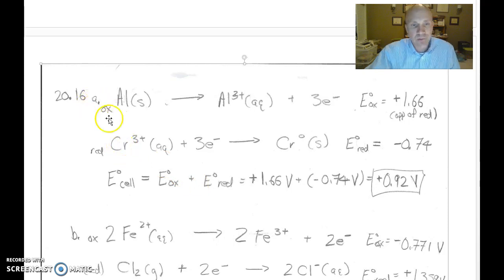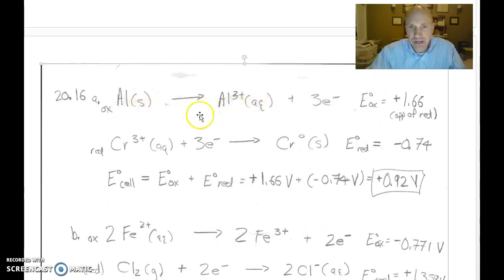Okay, if you're going to learn how to do any of these homework problems, I would say that 2016 is probably the most important. It's the type where you're taking information straight from the data booklet and calculating a voltage. So taking a look at the balanced reaction, this is 2016A.